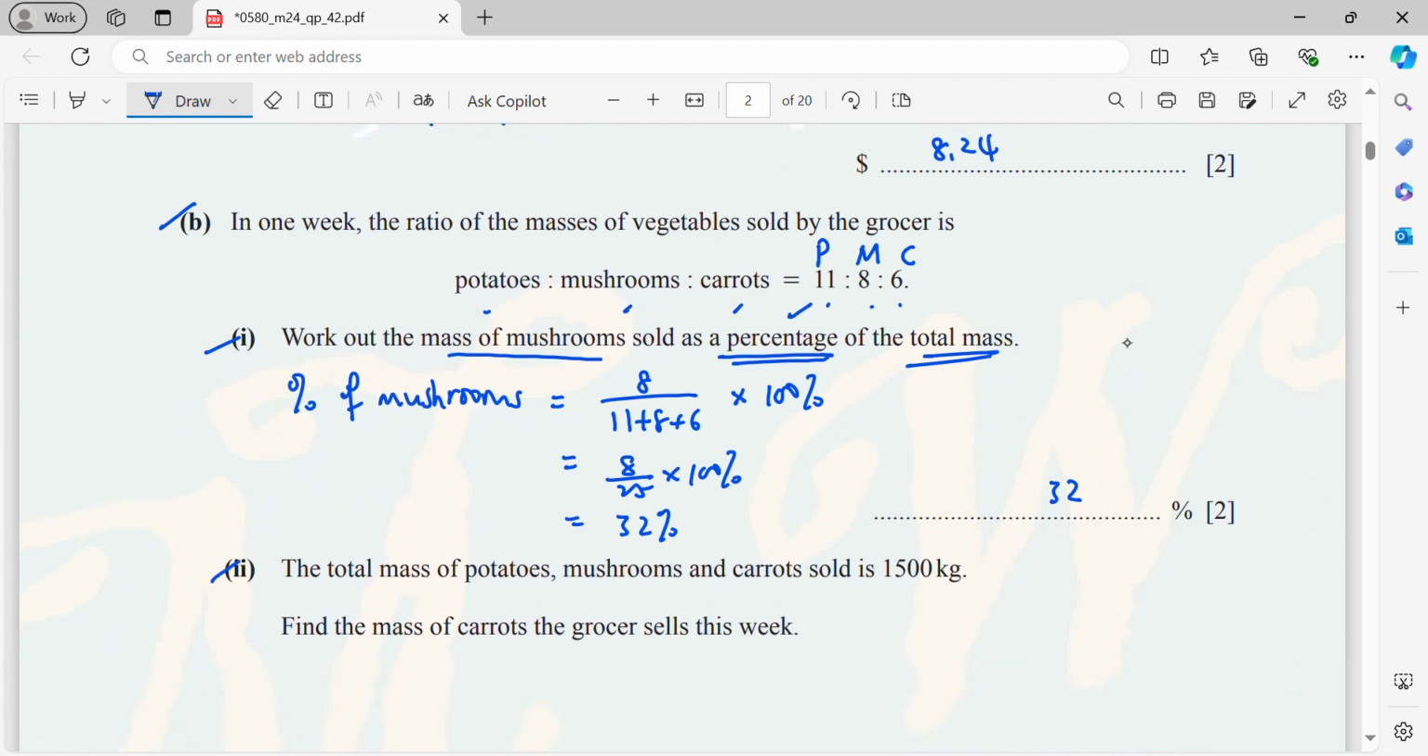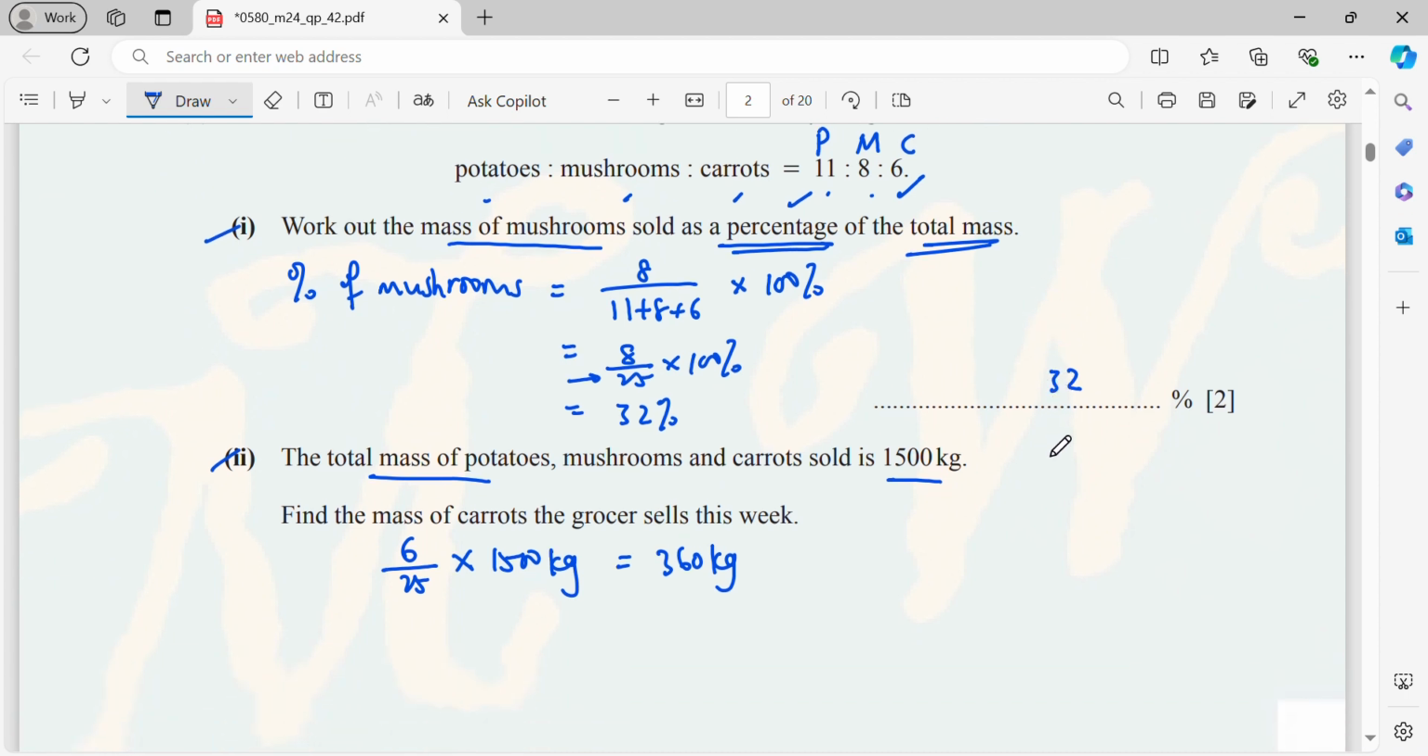Now part 2, the total mass of potatoes, mushrooms, and carrots sold is 1,500 kilograms. Find the mass of carrots the grocer sells this week. Okay, so now carrots is 6. So 6 out of the total of 25, because the total ratio is 25. Then times 1,500 kilograms. So that is going to be 360 kilograms. So this is the mass of carrots sold.